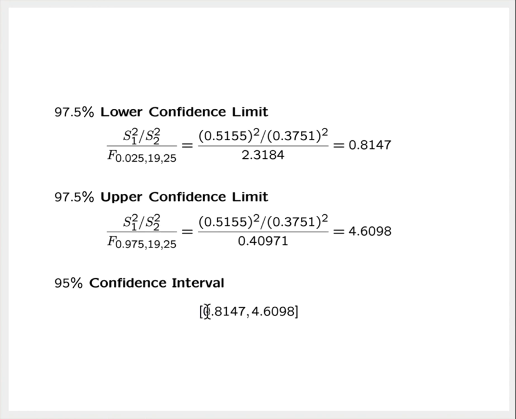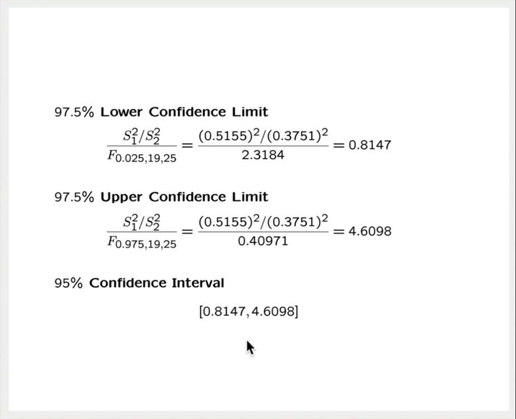And notice that 1 is in this interval. Because 1 is in this interval, we know then that we cannot rule out the possibility at this level of confidence that sigma 1 squared over sigma 2 squared is equal to 1. In other words, we cannot rule out the possibility that sigma 1 squared is equal to sigma 2 squared.